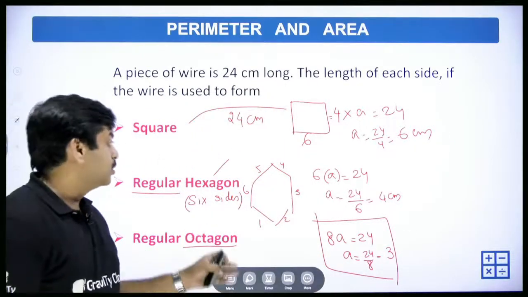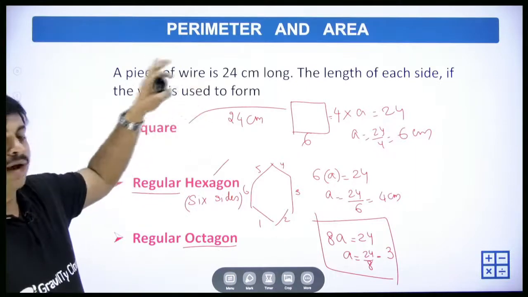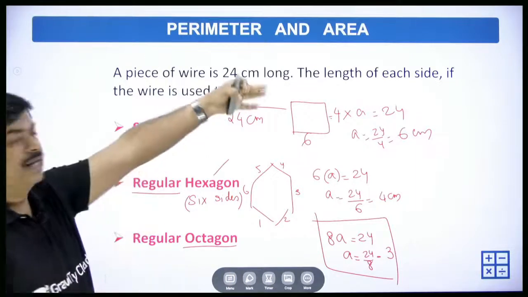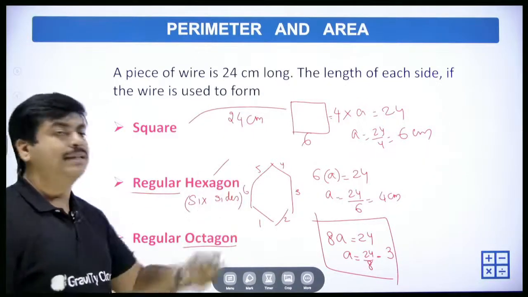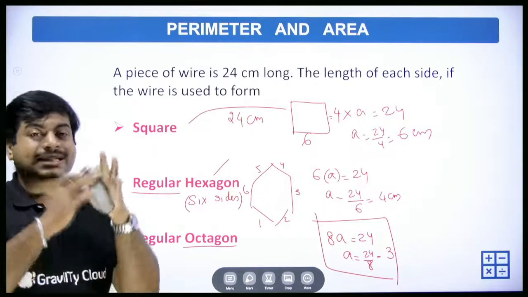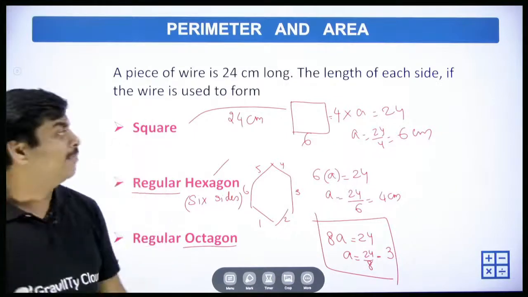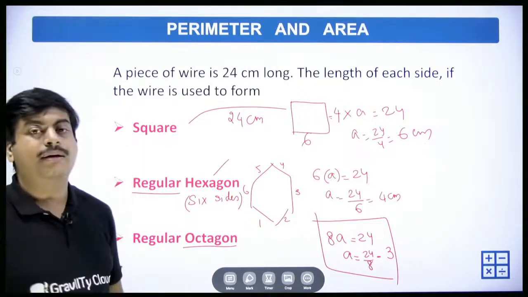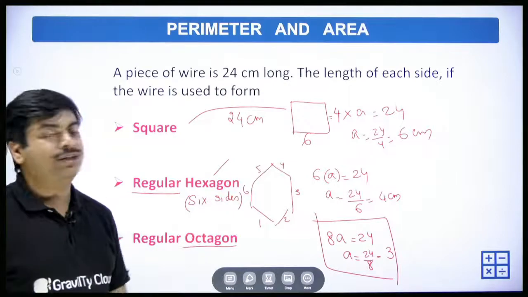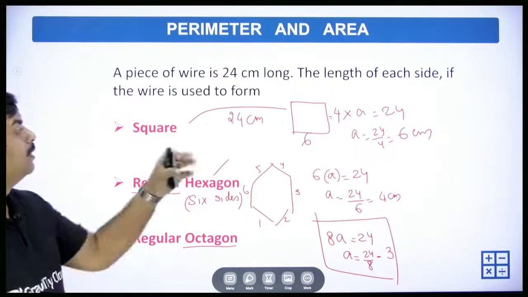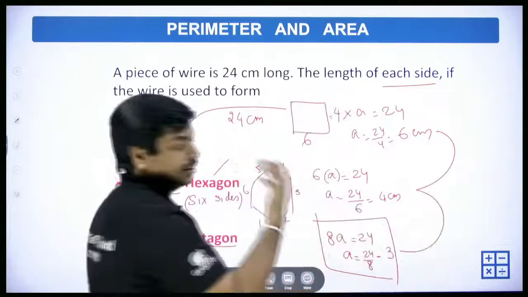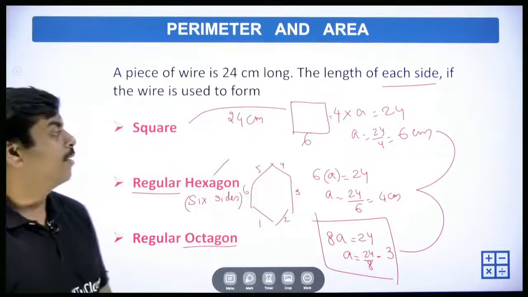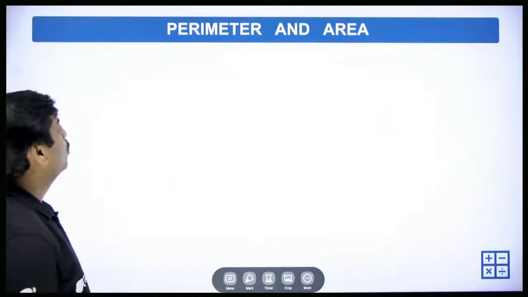So if that 24 centimeters wire is made into a square, each side will be 6 centimeters. Hexagon, 4 centimeters, and octagon, 3 centimeters. So as you keep on increasing the sides with the same length of the wire, every side length will change. The length of each side will decrease from 6 to 4 to 3 and so on. Okay, so moving ahead.